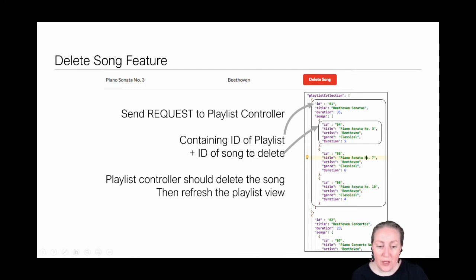So we'll need to pass through the ID of the playlist and the ID of the song that we want to delete to make sure we're deleting the correct song. We'll send that through as a request to the playlist controller, and then the playlist controller should delete the song and refresh the playlist view. So the song should then be gone and we should be brought back to the same playlist, but it should just show us our 2 songs now instead of 3.